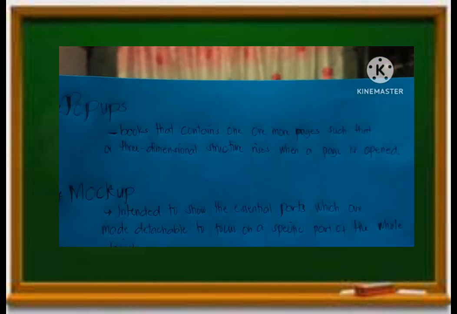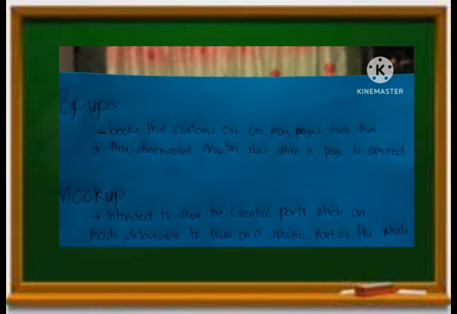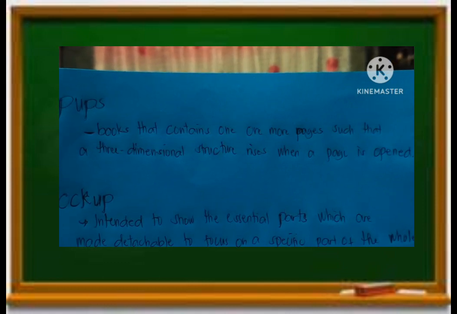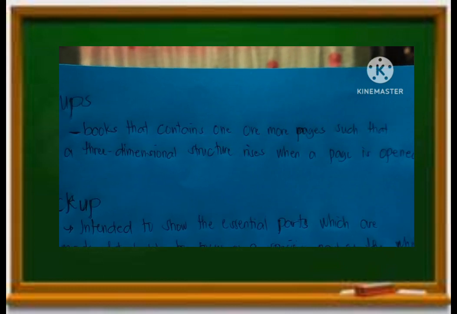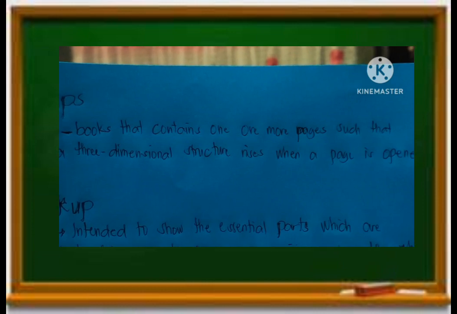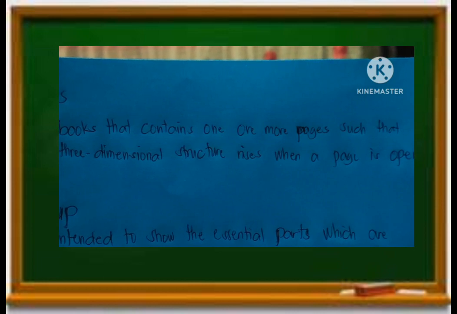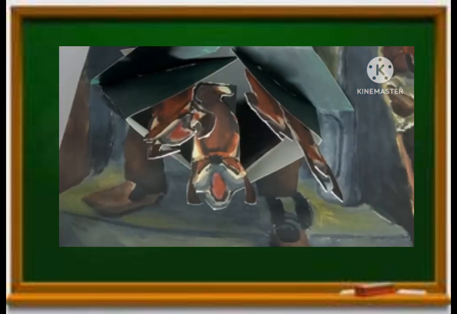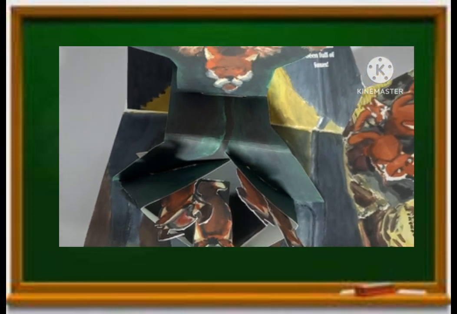And now we go to pop-ups. Pop-ups are books that contain one or more pages such that a three-dimensional structure rises when a page is opened, just like, for example, a book where, when you open it, there is a structure that forms, like animals, plants, or other organisms. And here is an example of that. This is the form of pop-ups as three-dimensional visual media.